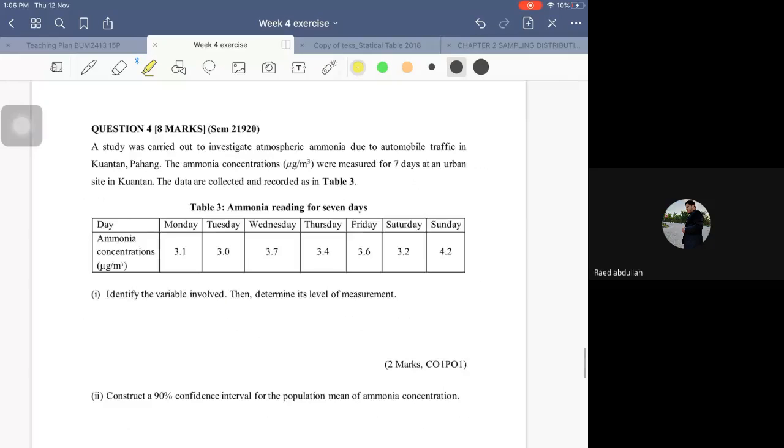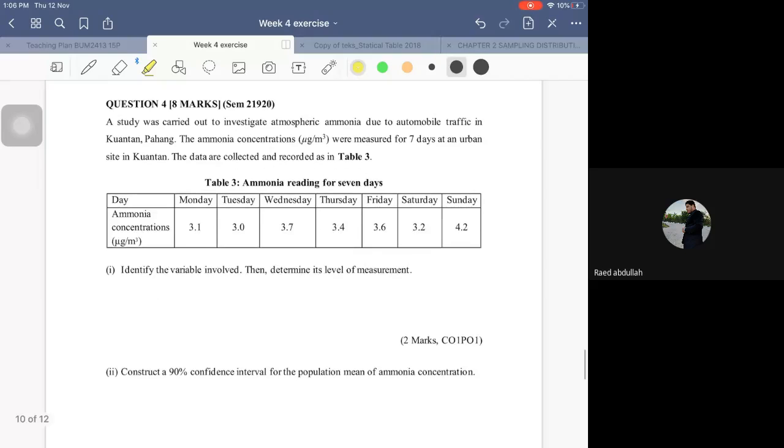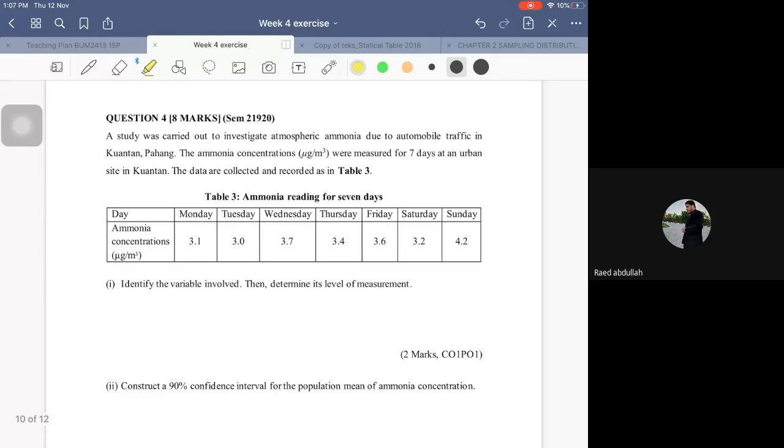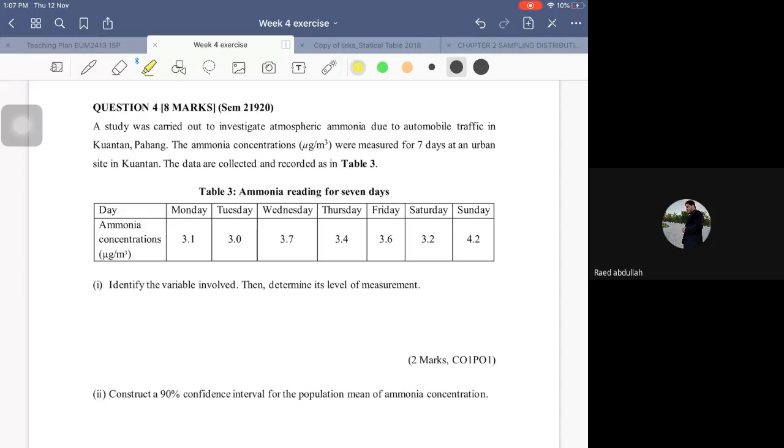So let's check out this question from the exercise again. It says that a study was carried out to investigate atmospheric ammonia due to automobile traffic in Kuantan, Pahang. The ammonia concentration was measured for 7 days at an urban site in Kuantan. The data are collected and recorded as in Table 3, from Monday until Sunday.